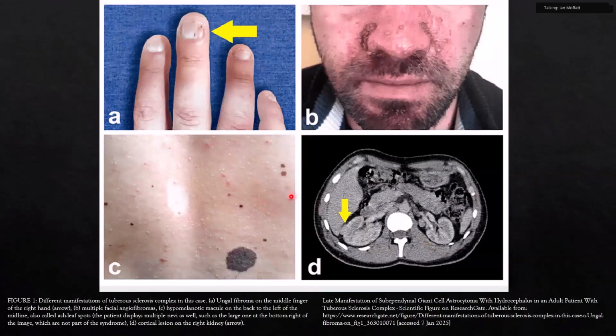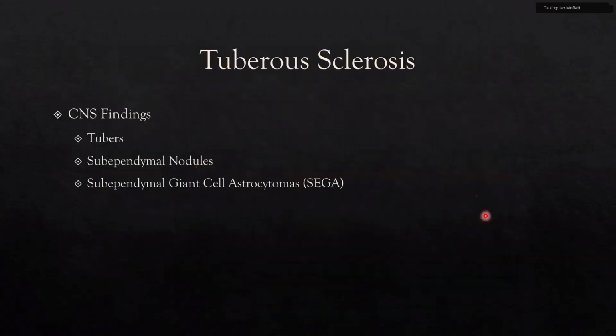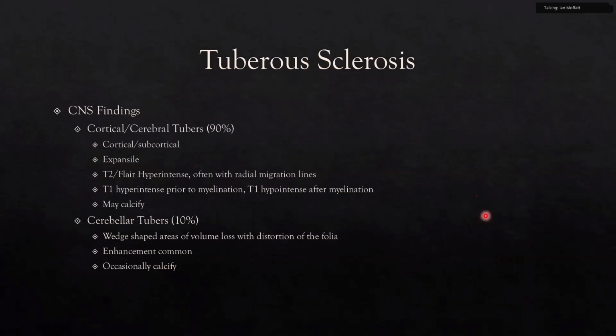A few of the clinical findings. So here's your subungual fibroma. Again, just enlargement just below the nail. Adenoma sebaceum. This is our hypomelanotic macule. And just a renal lesion, which we'll get to later. So our CNS findings: tubers, subependymal nodules, and SEGAs.